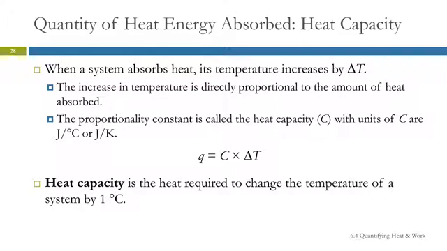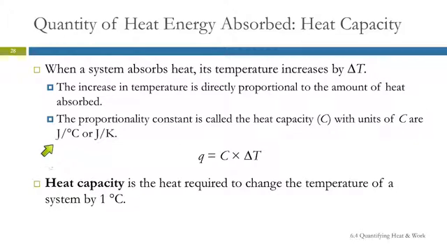So if a system absorbs heat, absorbs thermal energy, then the temperature increases. And we call the temperature change delta T. It's the final minus the initial. The change in temperature is proportional to how much heat was absorbed. You put more heat in, the temperature changes more. The proportionality constant is called heat capacity, C.